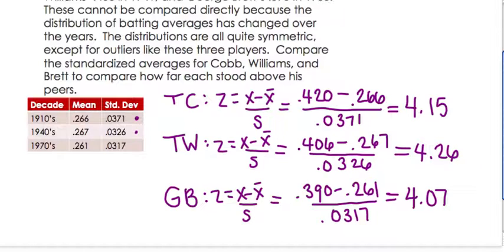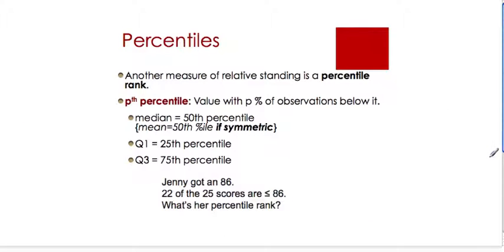So that's all I want to say about z-scores, but I do want to bring up one last thing, and that is percentiles. We actually already know another measure of relative standing, and that is the percentile. We've talked about this several times in class, but I want to remind you, a certain percentile is just a value with that percentage of observations below it. So if I tell you that your height is in the 25th percentile, that means you are the same as or taller than 25% of people. And we know that the median is the 50th percentile. Quartile 1 is the 25th percentile. Quartile 3 is the 75th percentile.